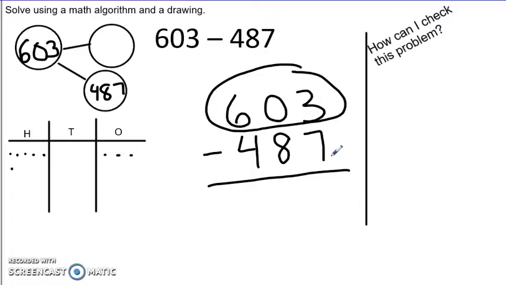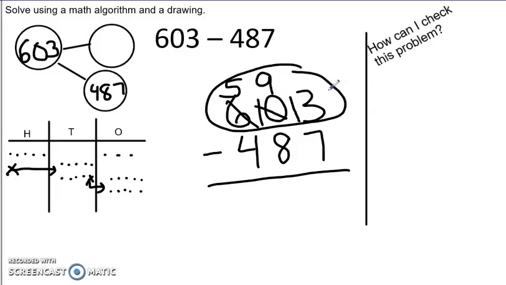I start by subtracting my ones. I cannot subtract 7 from 3, so I would go to my tens to take one. I don't have any tens, so I need to go to my hundreds. So I cross out one of my hundreds, I bring it over to my tens, and I give it 10 tens. So here, we took one of our hundreds, made it a 5. We gave a 10 to our tens, our 0 to make it a 10. Now I can take one of the tens, so I cross out a 10, I bring it over to give to my ones. So we crossed out the 10, now it's a 9. We gave a 10 to the 3 to make 13.